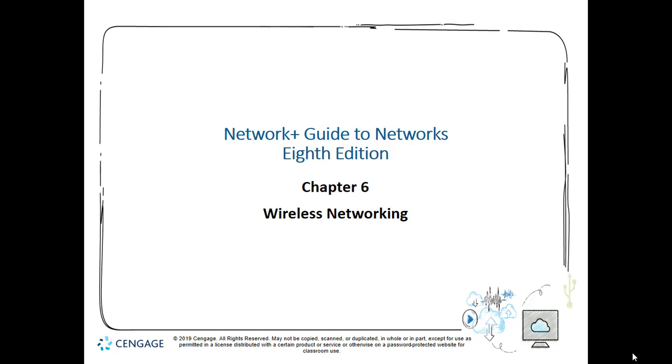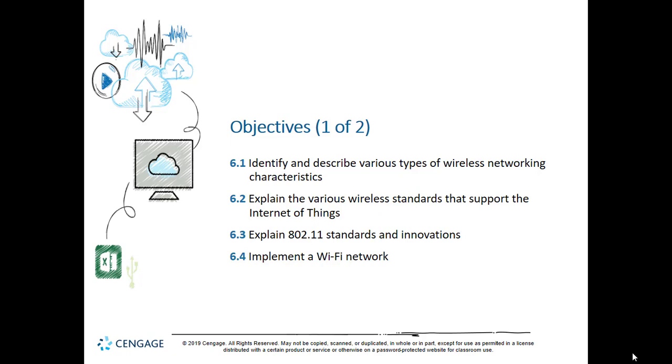As always, after we complete this lesson, I would hope that we are all able to identify and describe the various wireless networking characteristics, explain the various wireless standards that support the IoT, or Internet of Things, explain 802.11 standards and innovations, implement a Wi-Fi network, and secure a Wi-Fi network. Implementing and securing the Wi-Fi network we'll talk about, and then you'll reinforce those in your lab. And we'll go over some troubleshooting tips for wireless networks as well. So without further ado, let's go ahead and begin.